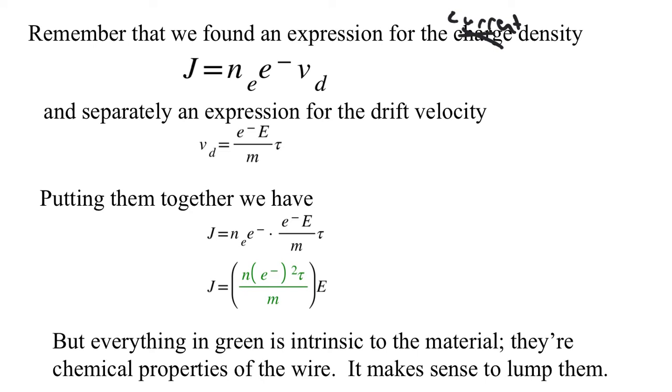Everything in green is intrinsic to the material. They're chemical properties of the wire. In other words, what is the electron density? That's set by the lattice structure of the wire. The electron charge, of course, is a fundamental constant. The average time of interaction is also set by the geometry of the lattice of positives. And of course, the electron mass is a fundamental property. So all these things come from the atomic chemistry of the wire, so it kind of makes sense to lump them together.